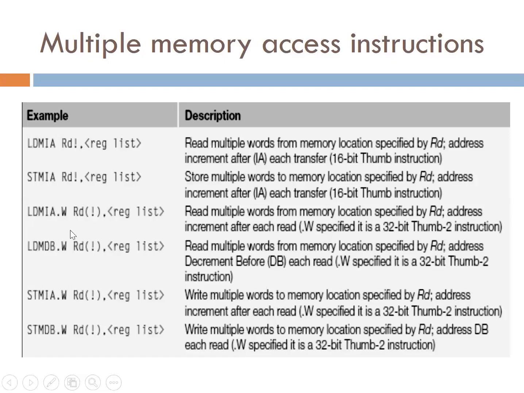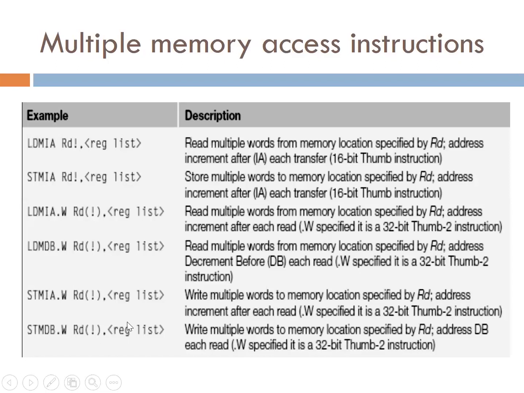Now you have one more instruction, LDMDB.W. We have already seen the operation. So what does .W indicate? .W indicates we are representing the instruction in the 32-bit thumb 2 instruction set. Next, similarly, you have STMIA.W Rd exclamatory mark, register list, and STMDB.W Rd exclamatory mark, comma, followed by a register list.